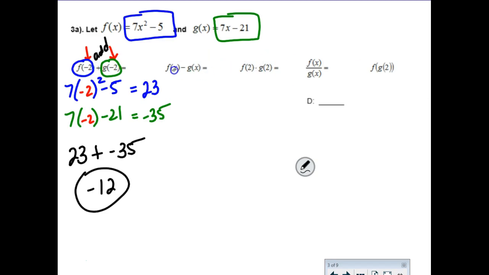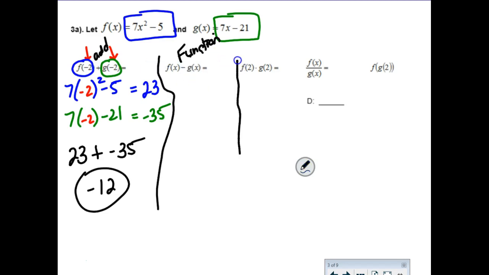Alright, this next one. They want you to subtract the functions, but they don't want you plugging in any numbers for x. So this is going to be like a formula or a function question. So you're not going to get a number answer here. So f of x minus g of x. Man, I really spaced this out stupid.